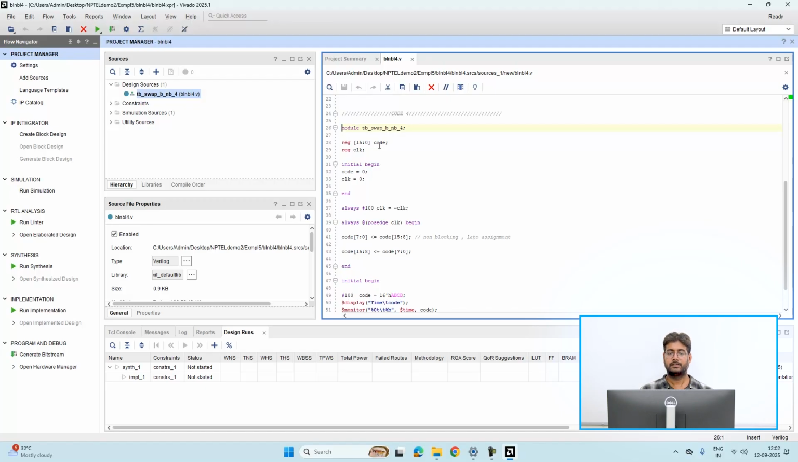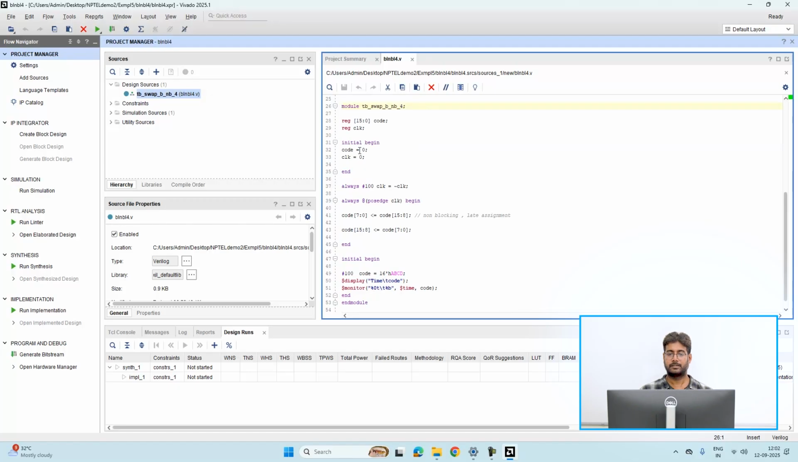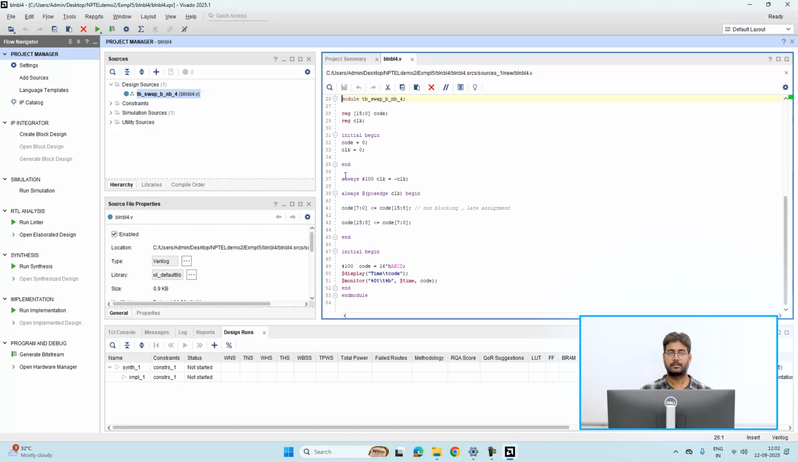Reg is a 16-bit input code. Reg is a clock, then an initial begin, initializing a code and clock, and defining a clock using always block. Then always at the positive edge of clock we will begin. So just the order has changed. There we had code 7 to 0 on the right hand side, and here we have it on the left hand side. Still we are using non-blocking statements. So evaluation will be at the same instant, but assignment will not happen. Assignment will happen later on together.